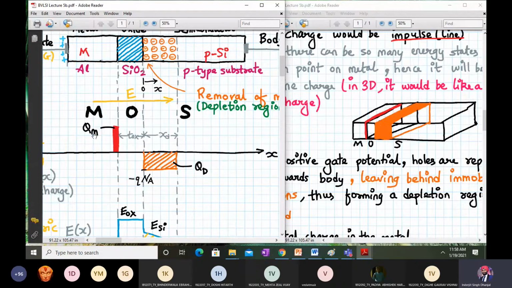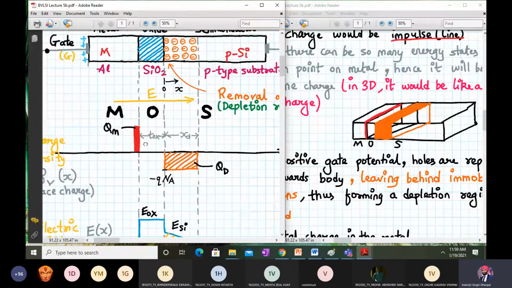At the metal, the charge is positive, and at the semiconductor side, because the immobile ions are negatively charged, we have a negative charge. So this point over here is minus q into Na. I'll repeat, Qm is the total charge in the metal and Qd is the depletion region charge.